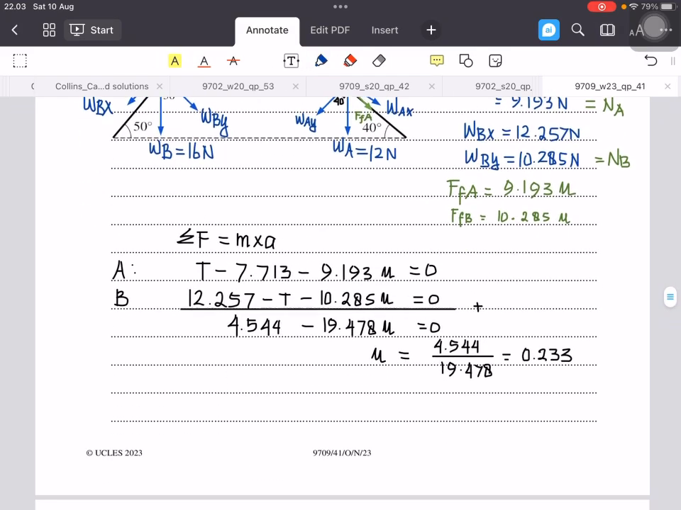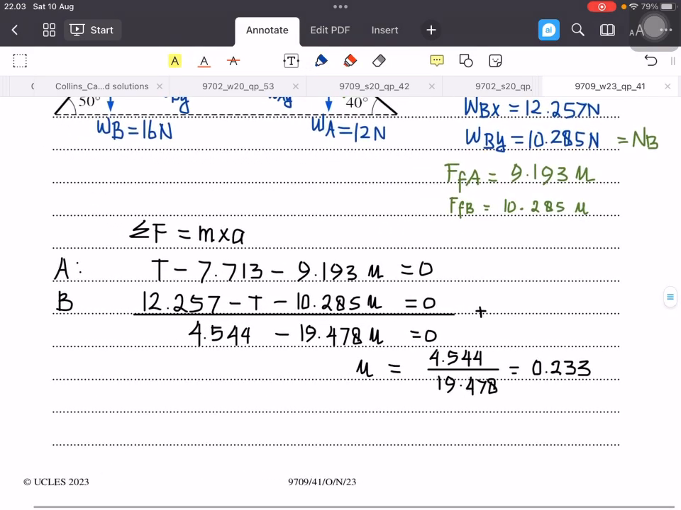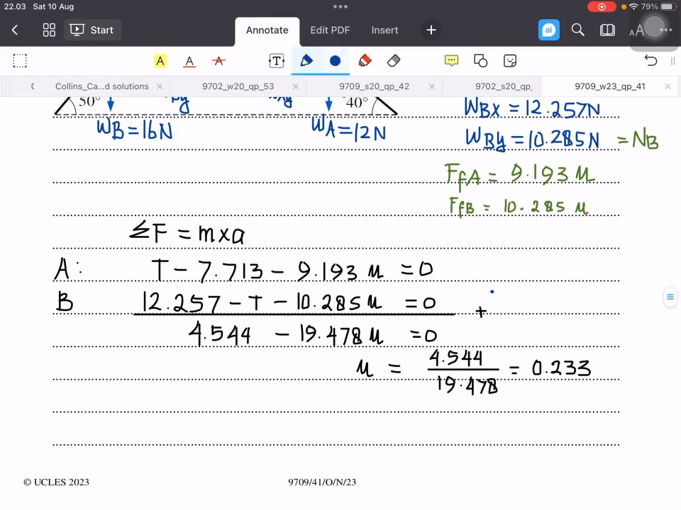So now we can solve the T, tension, by adding both equations. So we can cancel the T, and we have another equation in terms of mu only. Solving this equation, we can find the value of mu equals 0.233.